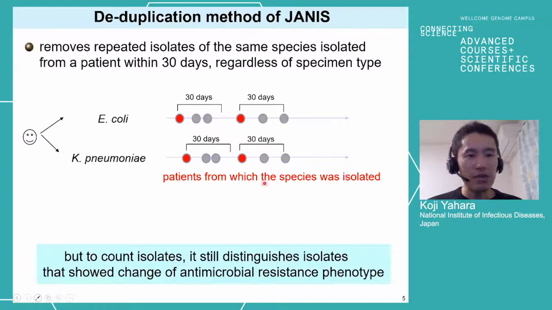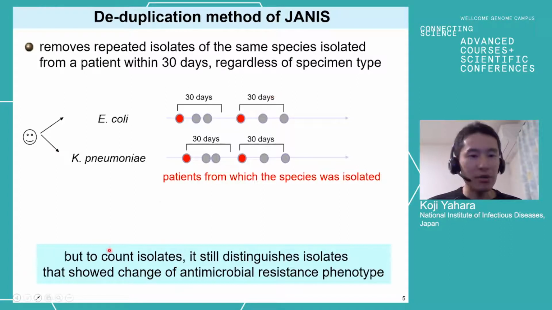In the data tabulation, JANIS uses a method that removes repeated isolates of the same species isolated from a patient within 30 days, regardless of specimen type, in order to count patients from which the species was isolated, as colored in red. This rule is applied because a subsequent bacterial strain cultured after 30 days usually corresponds to a different episode, given the average length of a hospital stay of less than 30 days in Japan.